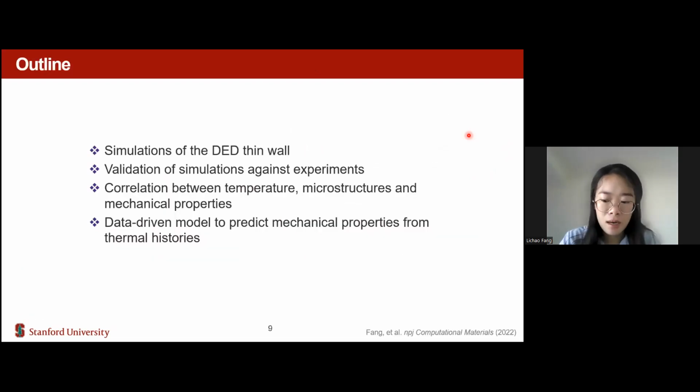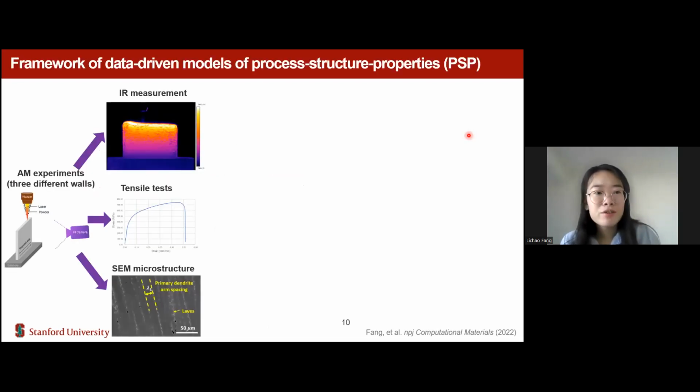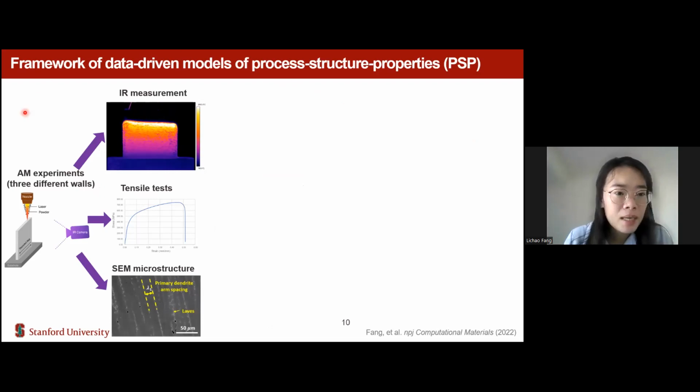And for this work, first I will introduce the simulations of the DED parts, and then we will use experiments to validate our simulation results. And we analyze the correlation between the temperature, microstructure and the mechanical properties. And then later on, we use a data-driven model to predict the mechanical properties from thermal histories. First, I will introduce the framework of these data-driven models of the process, structure and properties.